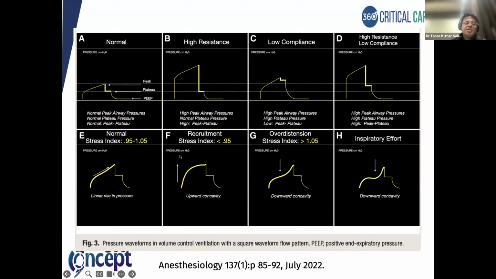Okay, now there would be a question, because I have been part of some of these mock tests as well as exams, where the examiner would ask you what is SI, stress index. Now stress index, you sometimes have to draw it. The examiner would expect you to know the normal stress index. It is 0.9 to 1 or 0.95 to 1.05. If you are doing recruitment, stress index would be less, upward concavity. Now over distension, it would be more than 1.05, downward concavity. And inspiratory effort, it would be downward concavity.